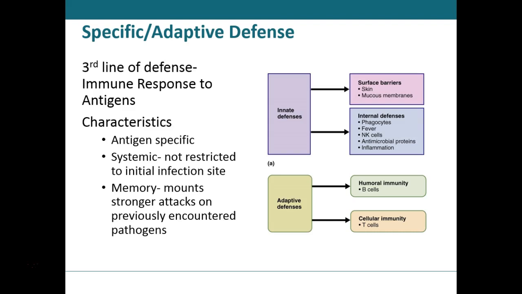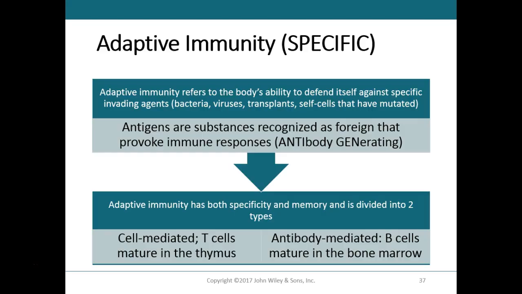Another characteristic of the adaptive immunity is that it is systemic and not localized, as we saw with some of the first line of defense. The two primary types of adaptive defense are humoral immunity, which is mediated through the B cells, and cellular immunity, which is mediated through T cells. So we'll look at each one of these types of cells and their role in this type of immunity. So let's begin by discussing a little more about what adaptive immunity is.